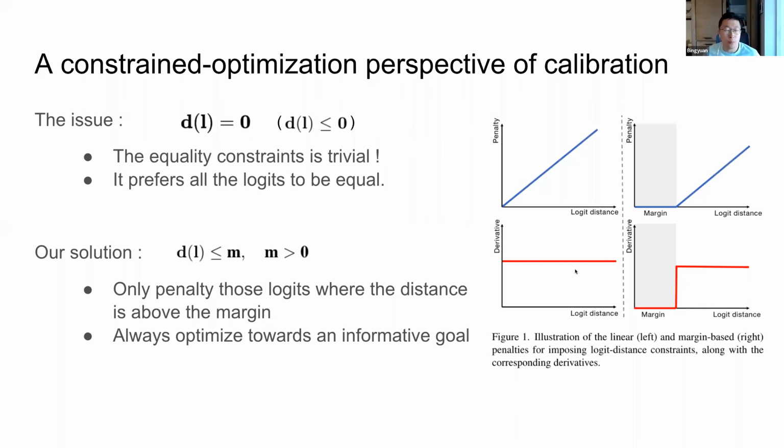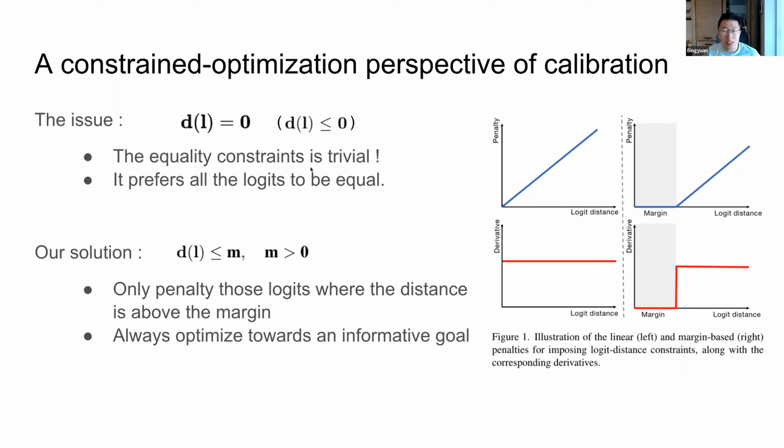So here it's very good to unify all the losses in the same formulation, in the same framework. But we also find a problem here. The problem is that the constraint of logit distance equal to 0 is a trivial solution, because it prefers all the logits to be equal. In this sense, the model loses all the discriminative probability. And as we know, it's just because they are using soft penalty terms.